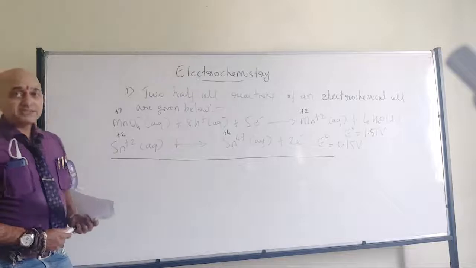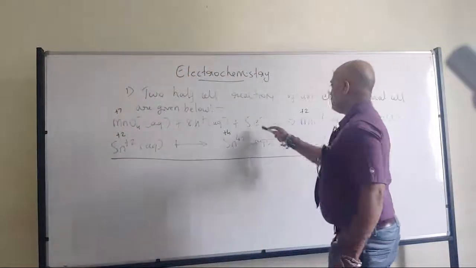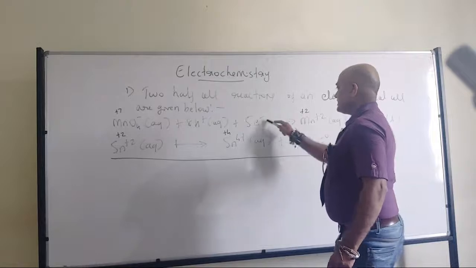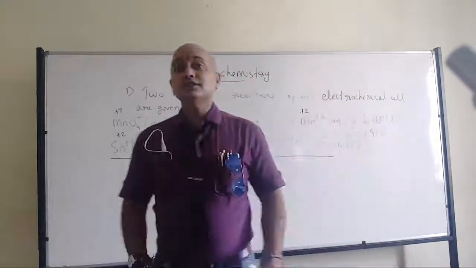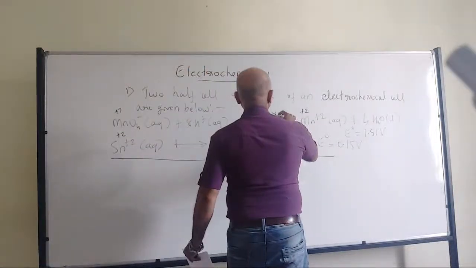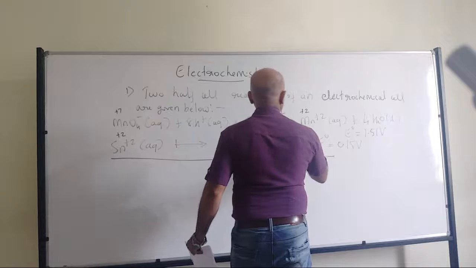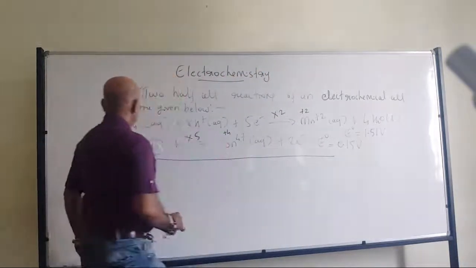Anyone? It's very simple. We have to multiply this equation by 5. We have to multiply this equation by 2 to make the number of electrons constant. So therefore, this equation I will multiply by 2 and this equation I will multiply by 5.